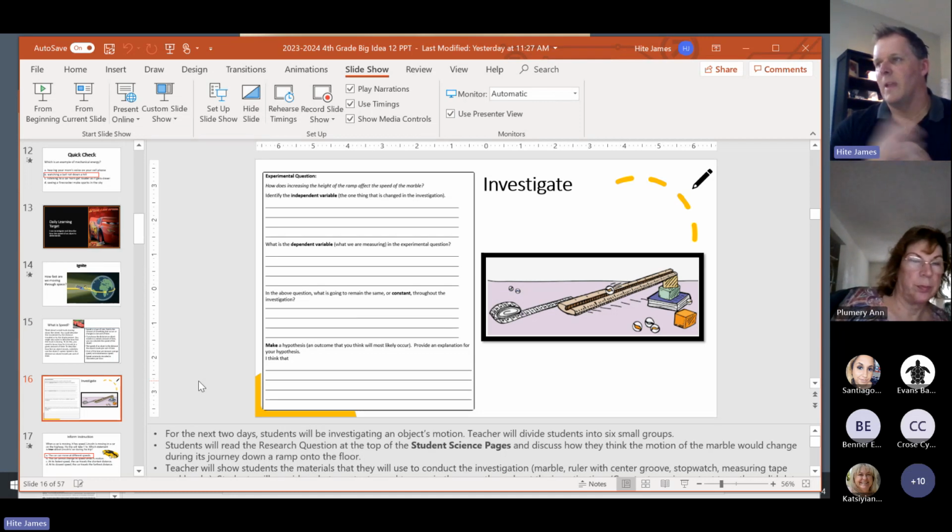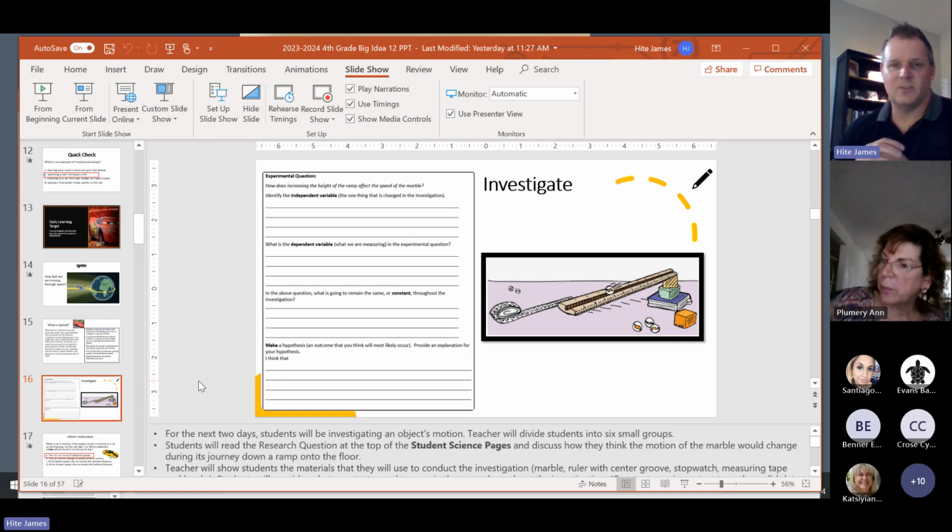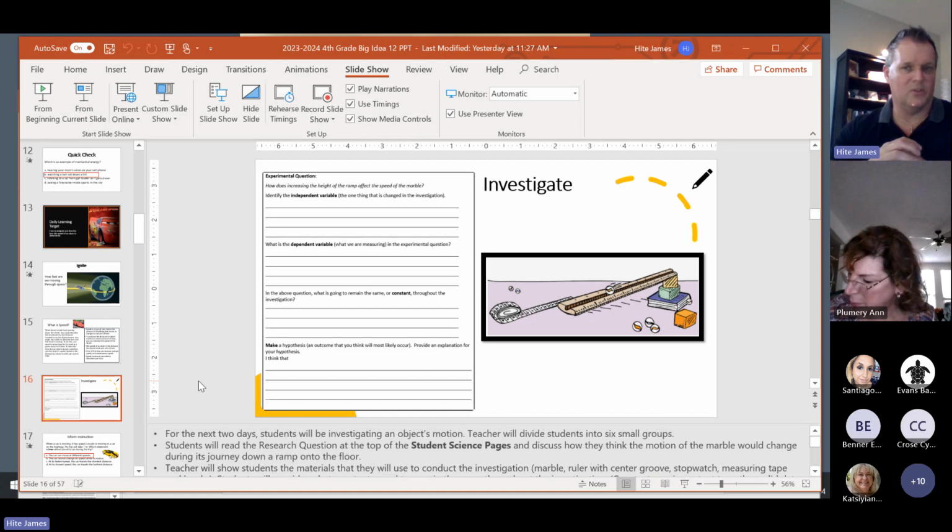So they have their question there: does increasing the height of the ramp affect the speed of the marble? That independent variable is increasing the height of the ramp, and the dependent variable is they're going to calculate the speed. So we want to find the distance and time of the marble. Set up some constants, so what should stay the same. And then this is interesting: it says make a hypothesis. So that was one little change.